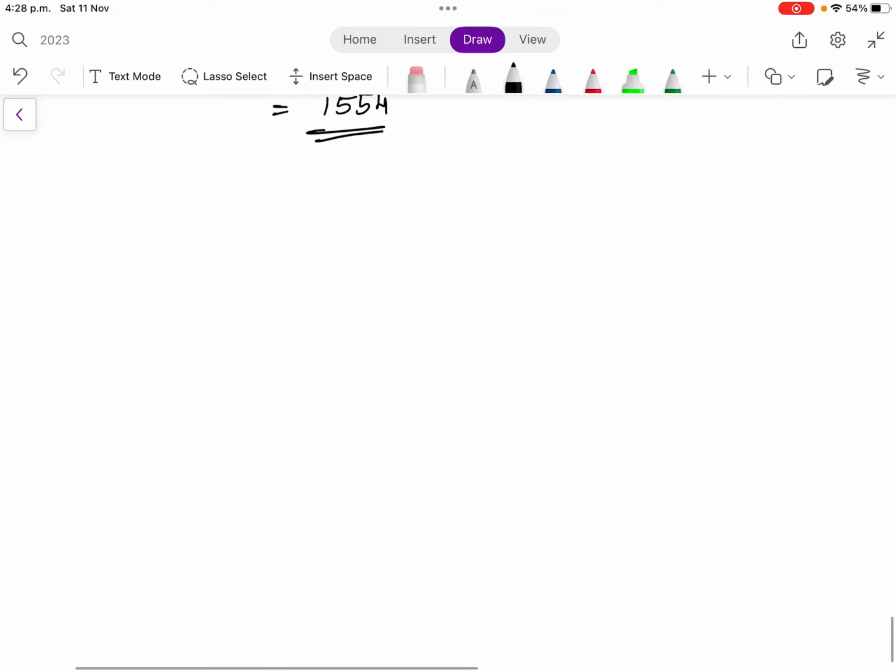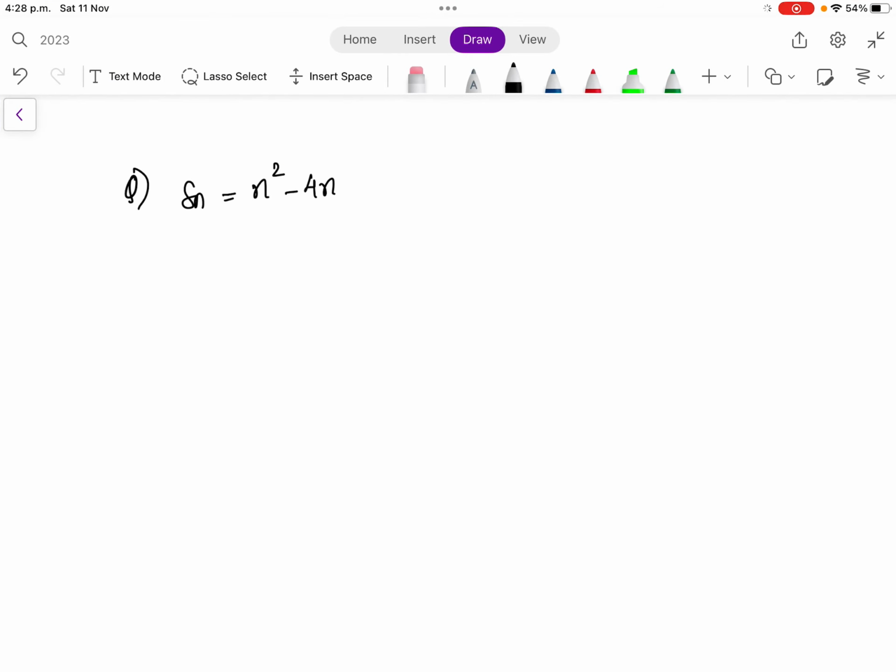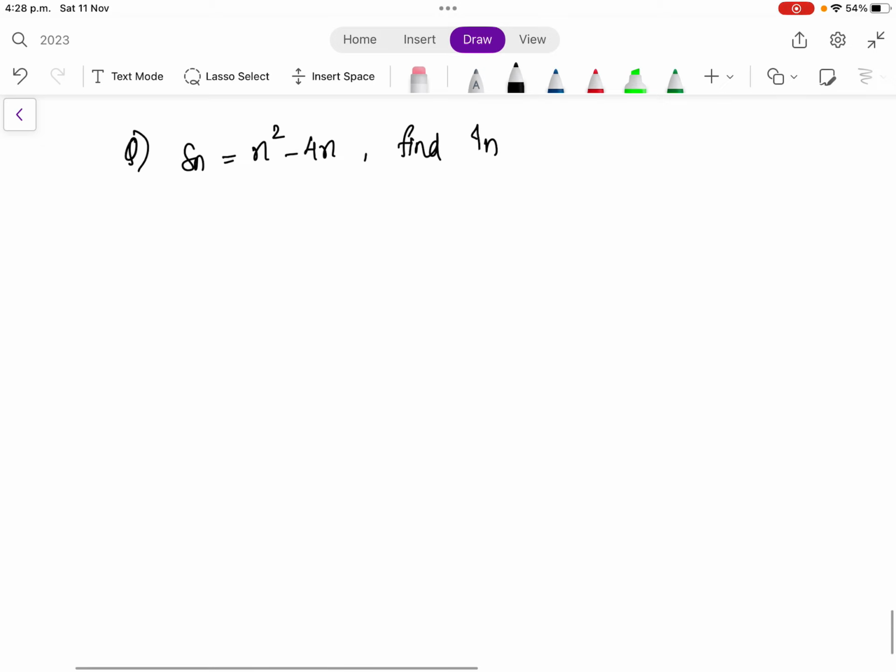Now let's try another question wherein Sn is equal to n square minus 4n, and we need to find the expression of Tn. So the question is, if Sn is equal to n square minus 4n, find Tn. Again, everything drills down to our formula. To find the nth value, Tn, there is a formula: S(n) minus S(n minus 1).